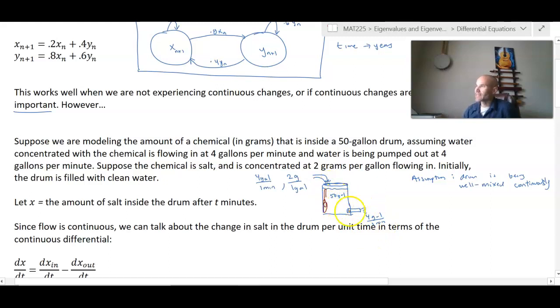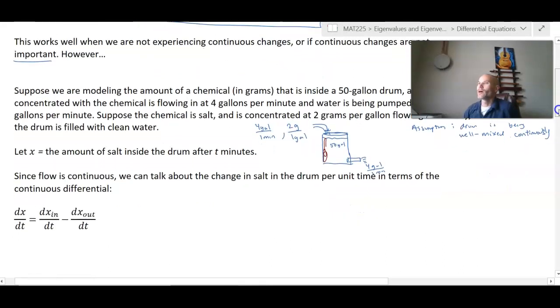If we assume that, that means that there is also salt coming out, because that water is salt water. So there's salt water coming in, and there's salt water coming out. So the amount of salt in there is always going to be changing. And that's why it makes sense to look at what we call a continuous differential. So we can talk about the change in salt in the drum per unit time in terms of the continuous differential. So I want to analyze this for a moment.